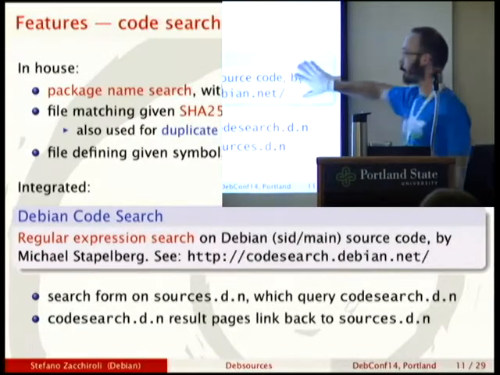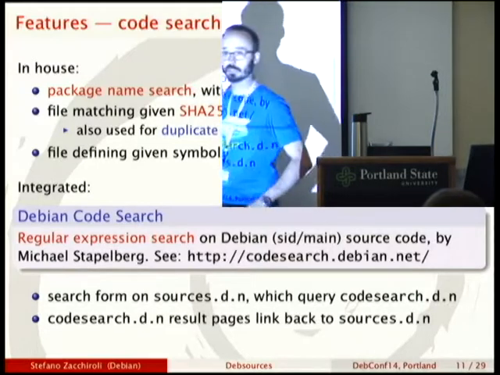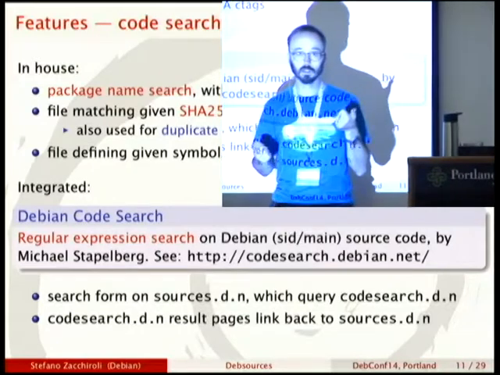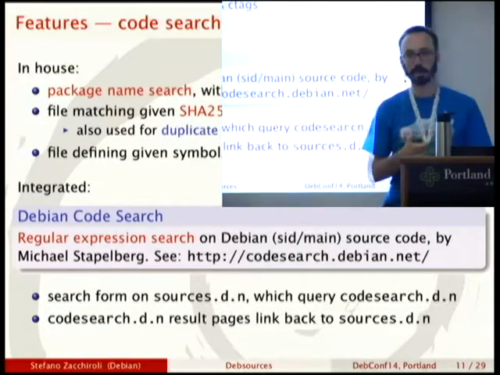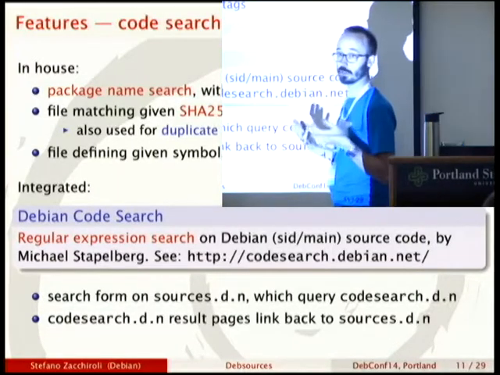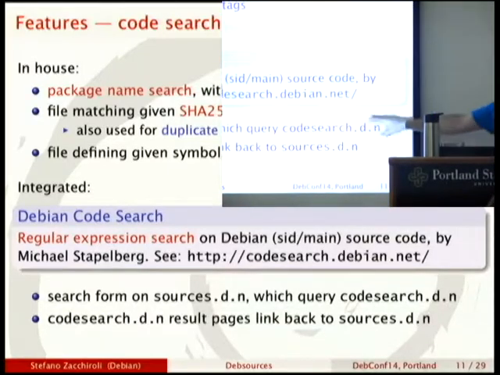So there is a kind of a quirk here, because Debian Code Search itself is not capable of indexing all the source code we have in DebSources. So it's only indexing unstable, essentially, and it's updated, I think, once per week. So there is no guarantee that everything which is in DebSources will be found using Debian Code Search, but it's kind of cool. And the integration is nice as well.